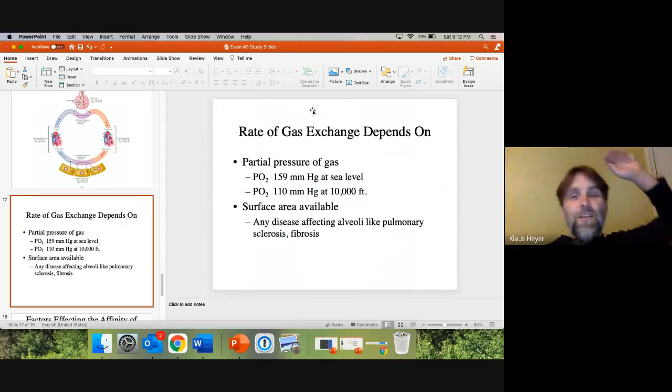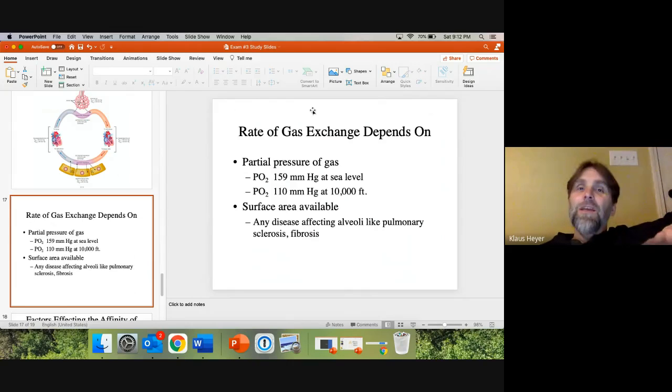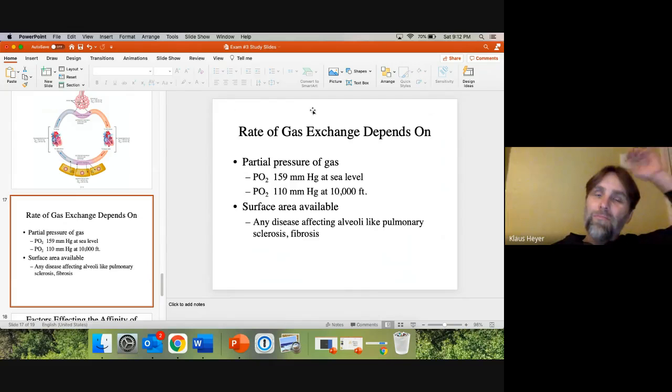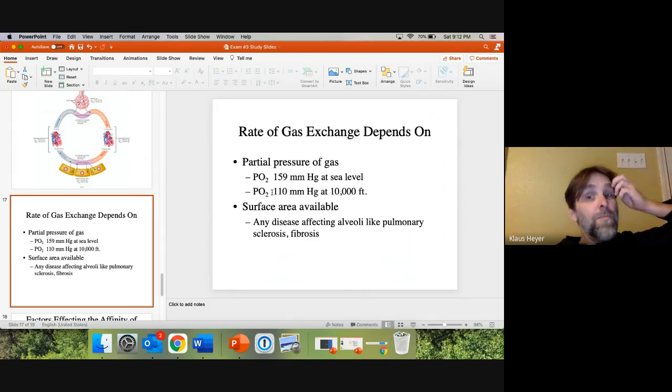So this is Henry's law. So Henry's law is saying that the amount of oxygen that will dissolve in blood depends on the pressure of the oxygen, and it depends on the solubility of the blood. This is talking about the pressure of the oxygen. Right? So at sea level, the pressure is 159 millimeters of mercury. As an example, I'm just giving you an example here. At 10,000 feet, it's 110.